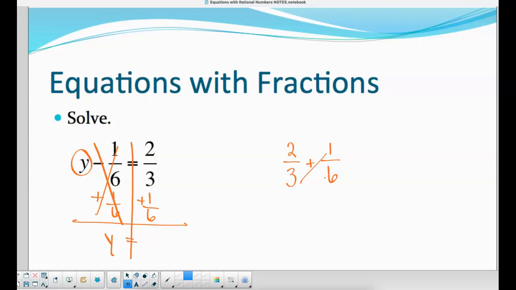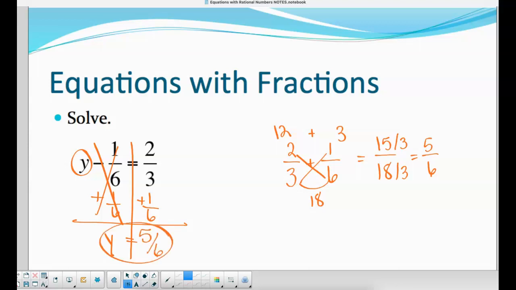Okay, so I'm going to do this. 18, 3, 12. I'm adding. Right, we multiply, multiply, multiply for the butterfly method. We add the numerators. 12 plus 3 is 15. Can I simplify that? Absolutely, we can divide by 3. So we end up with 5 over 6. Now I'm going to come back over here and write my answer. Y equals 5/6. Done.